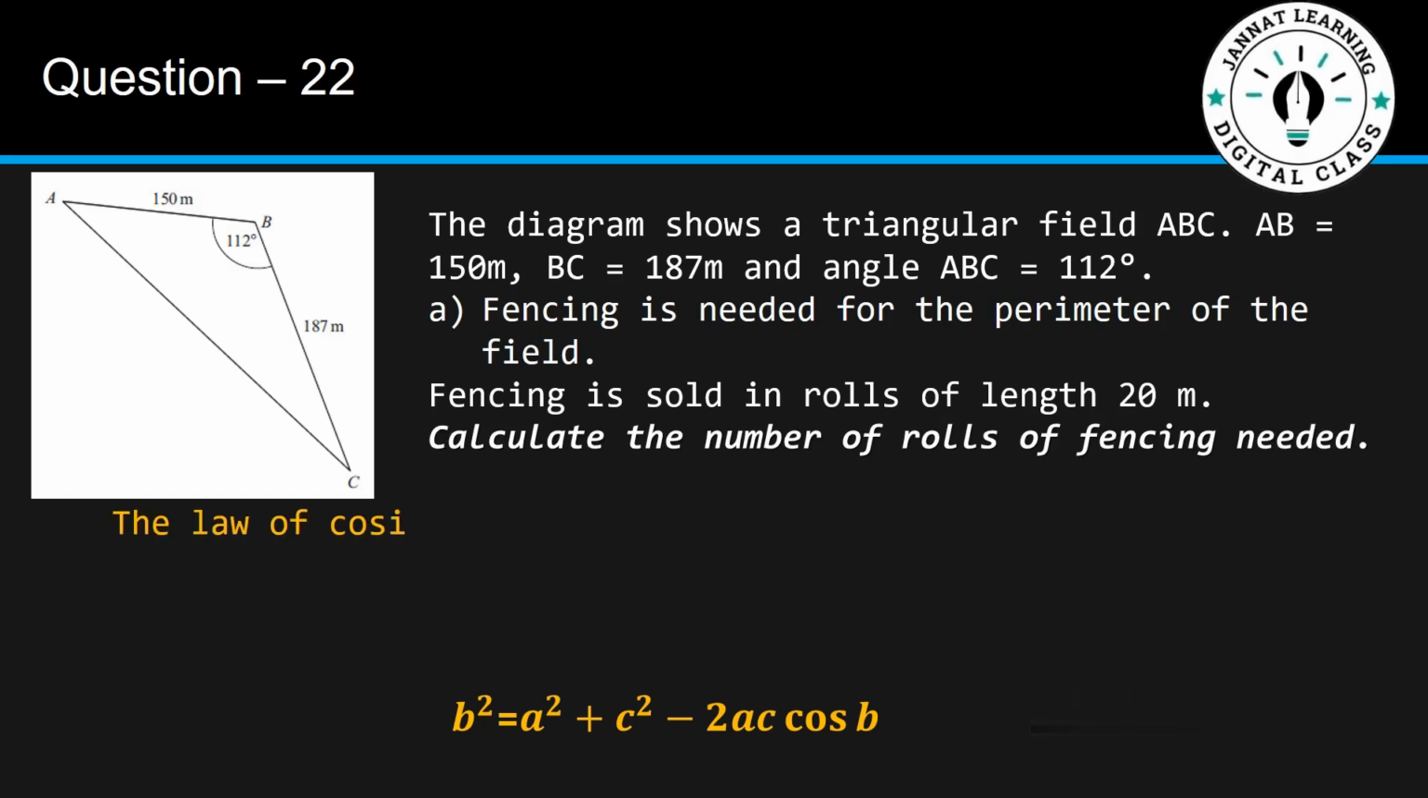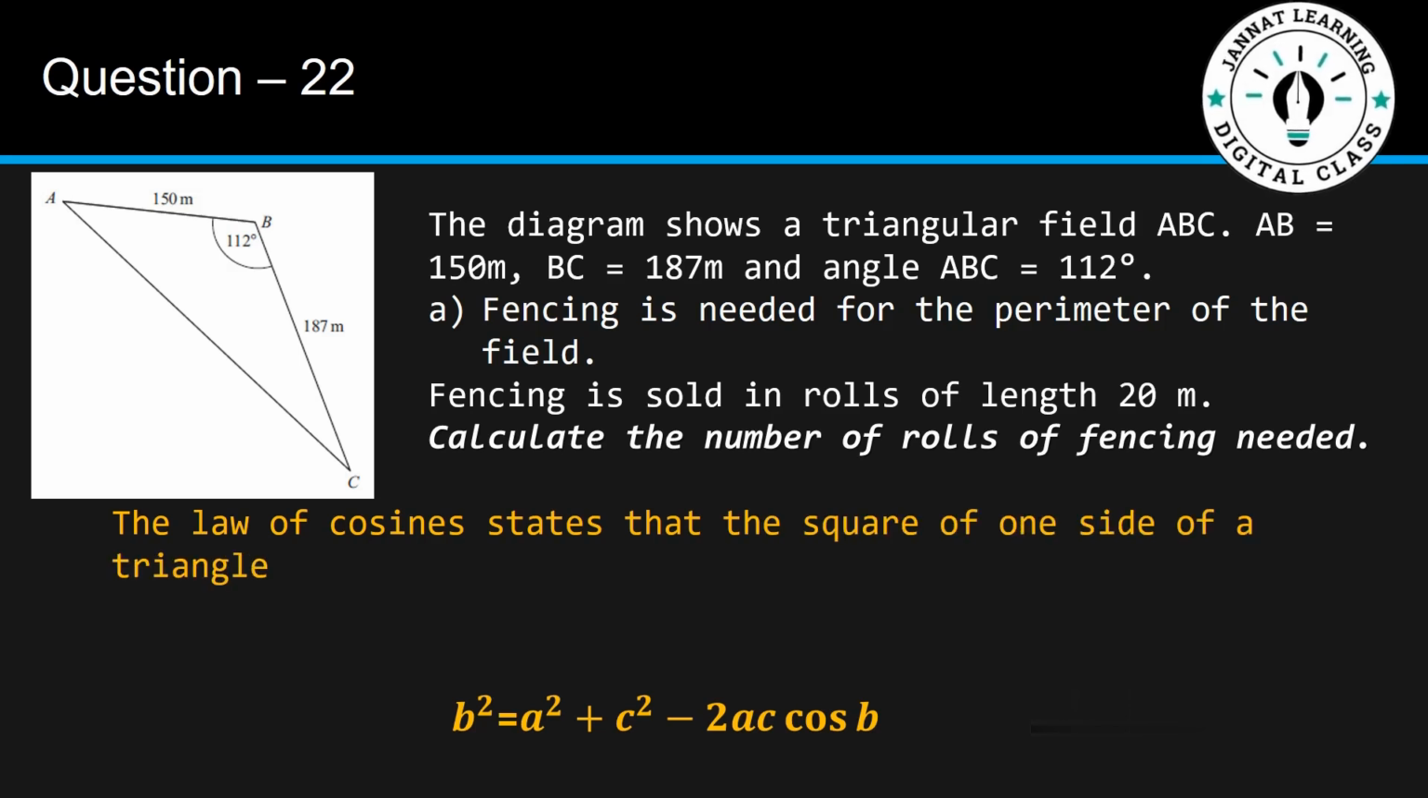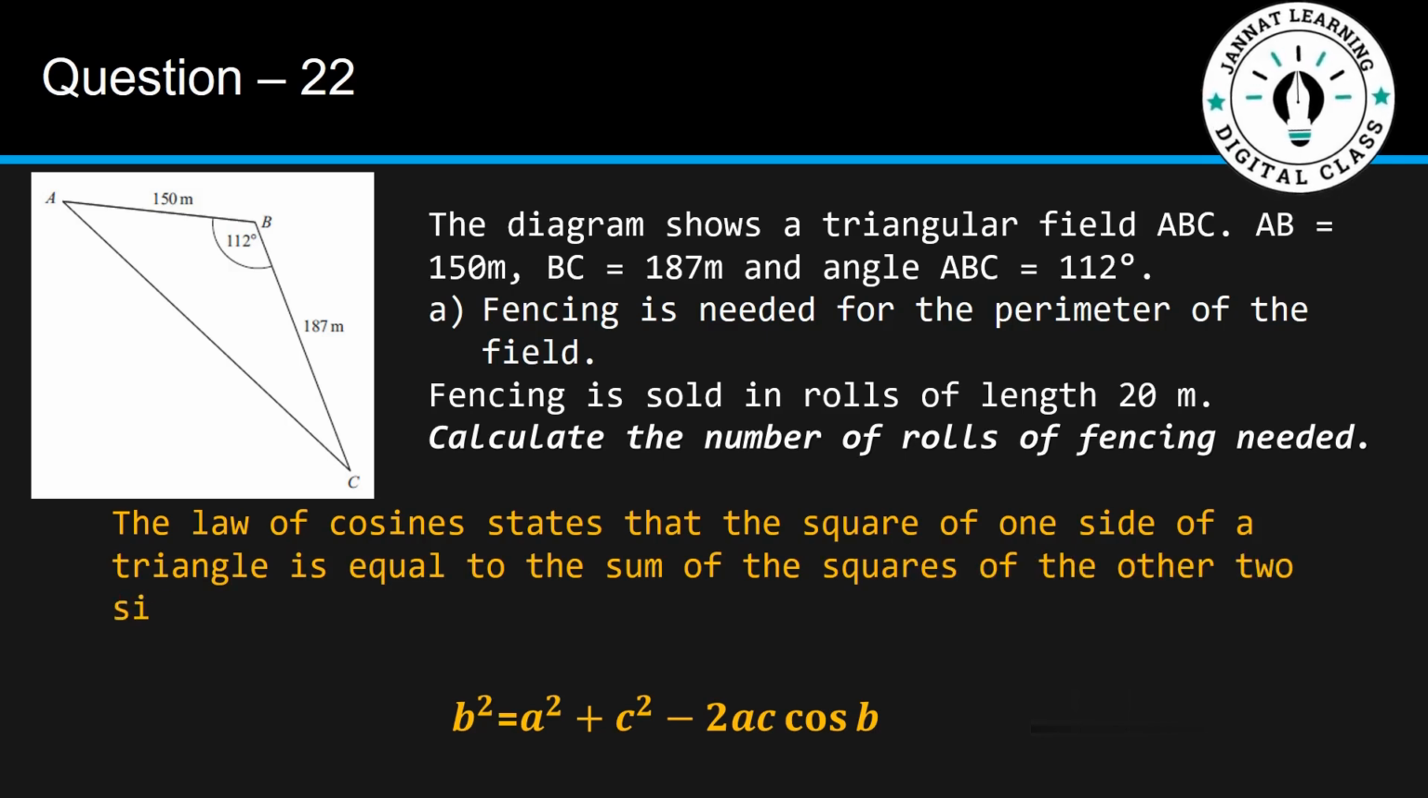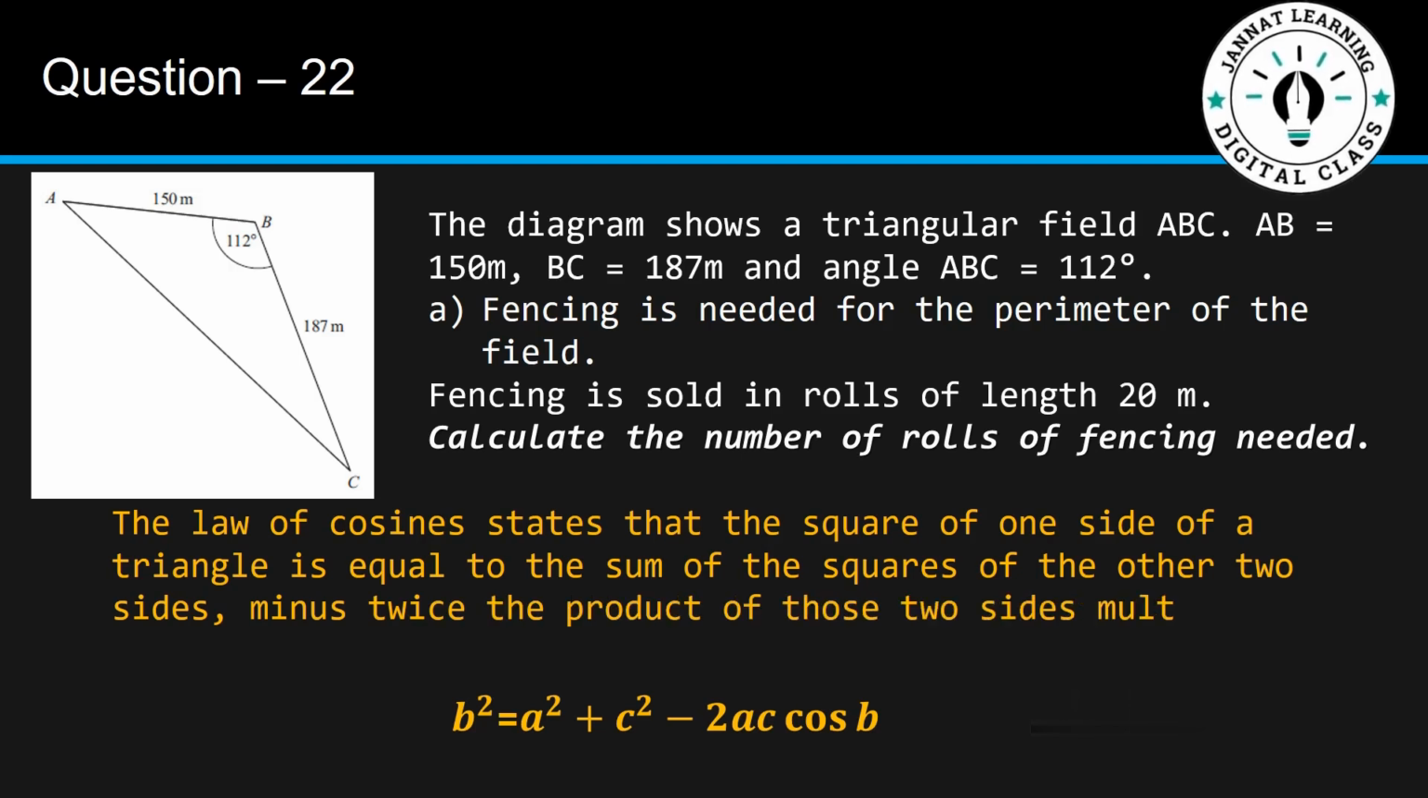The law of cosines states that the square of one side of a triangle is equal to the sum of the squares of the other two sides, minus twice the product of those two sides multiplied by the cosine of the angle included between them.